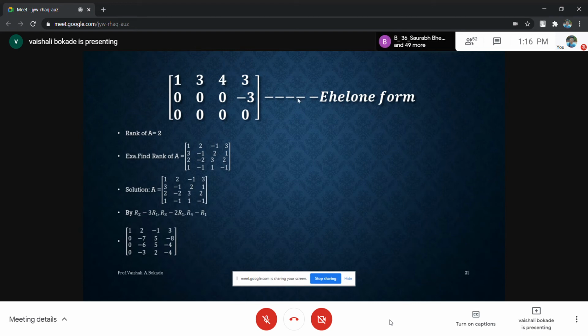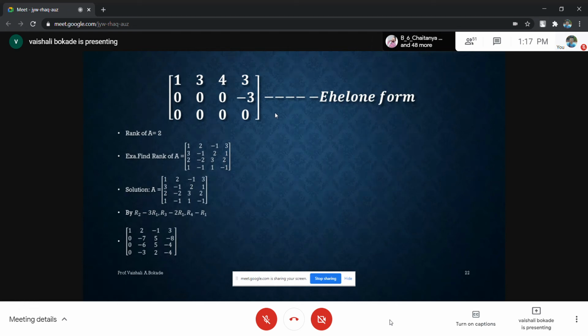Now tell me, students, whether it is in echelon form. I wrote that the non-zero rows are 2, so I'm directly writing the rank of this matrix A is 2. Whether it is in echelon form, students? No, ma'am. It is not in echelon form.